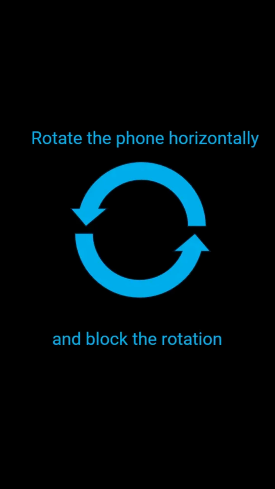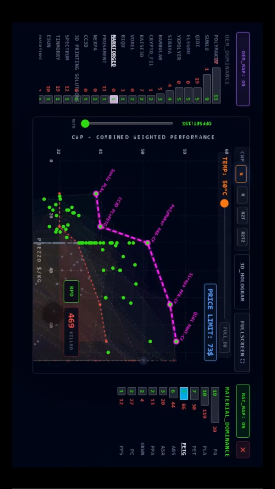Finally, rotate your phone to landscape to get the full power of the Frontier chart. The axes are performance on Y and price on X. The most desirable zone is top left, maximum performance at minimum cost. Distribute all filaments on this plane.